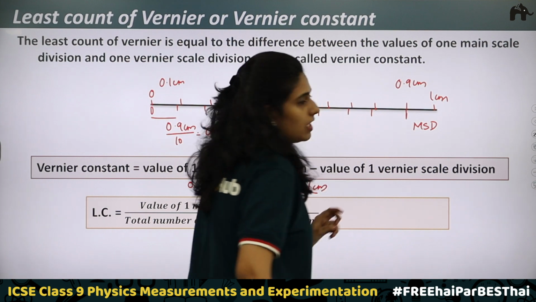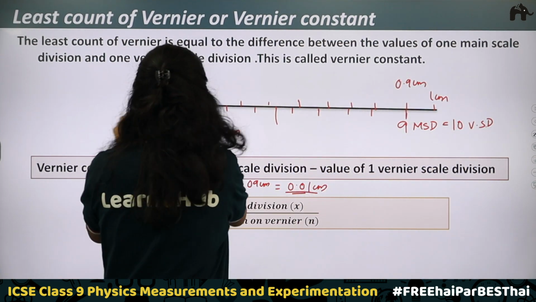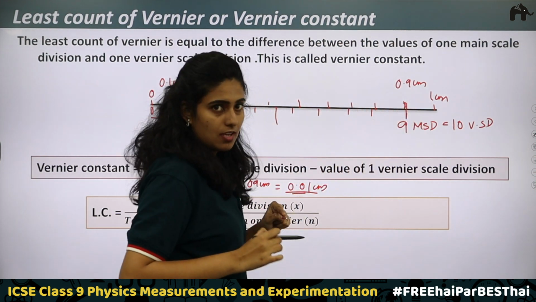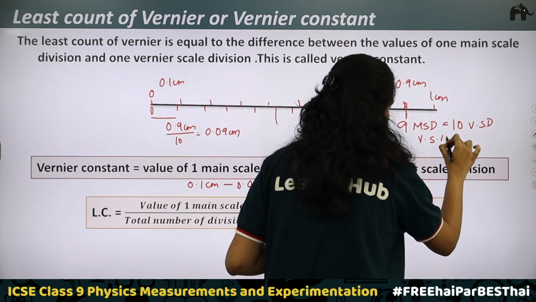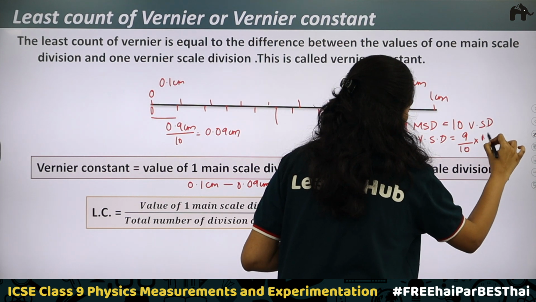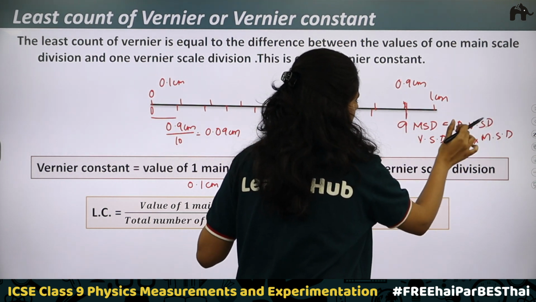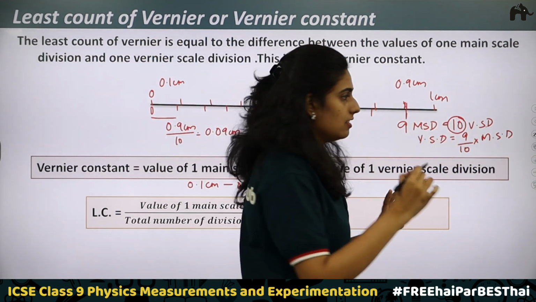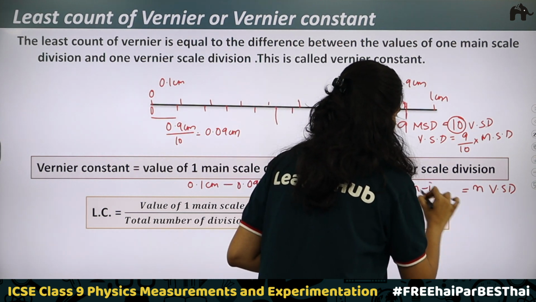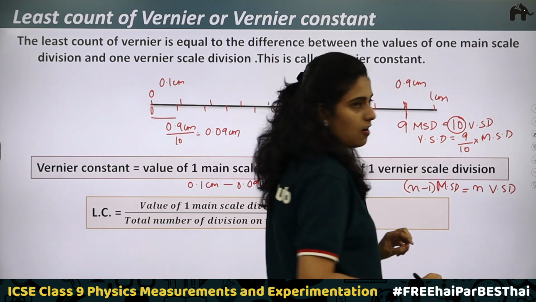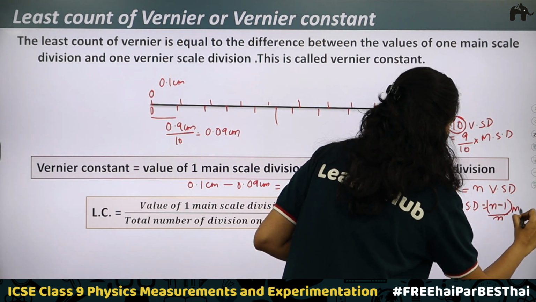We can see that 9 main scale divisions are equal to 10 vernier scale divisions. Here we have the 9th mark, and this is equal to 10 divisions on the vernier. Okay. Then vernier scale division is equal to 9 by 10 into main scale division. If we take the number of vernier scale divisions, that is 10, as n, then n into vernier scale division will be equal to 9, and 9 is n minus 1. So n minus 1 main scale divisions, or the vernier scale division is equal to n minus 1 divided by n main scale division.